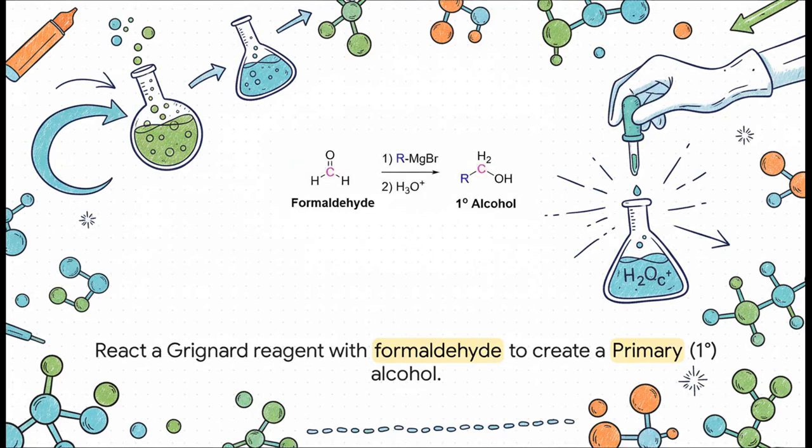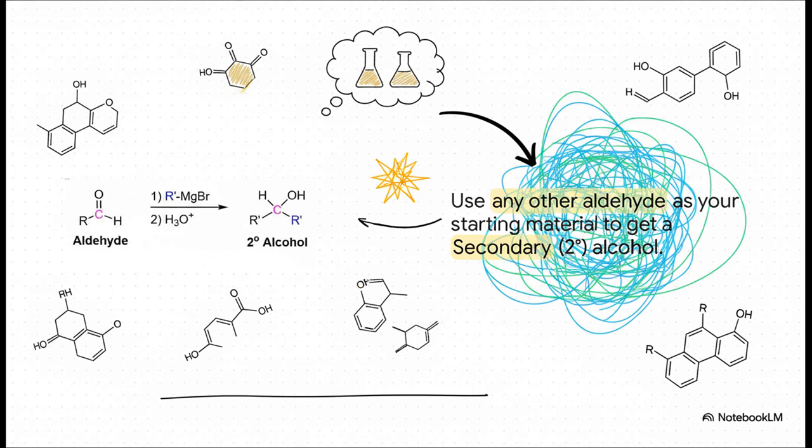So here's where it gets really, really cool. You take that Grignard reagent you just made and react it with the simplest aldehyde there is, formaldehyde. And what do you get? Boom. You've just built a primary alcohol from scratch. But what if you don't want a primary alcohol? What if you need a secondary one? Easy. You just swap out one ingredient. React that exact same Grignard reagent with any other aldehyde, and now you get a secondary alcohol.